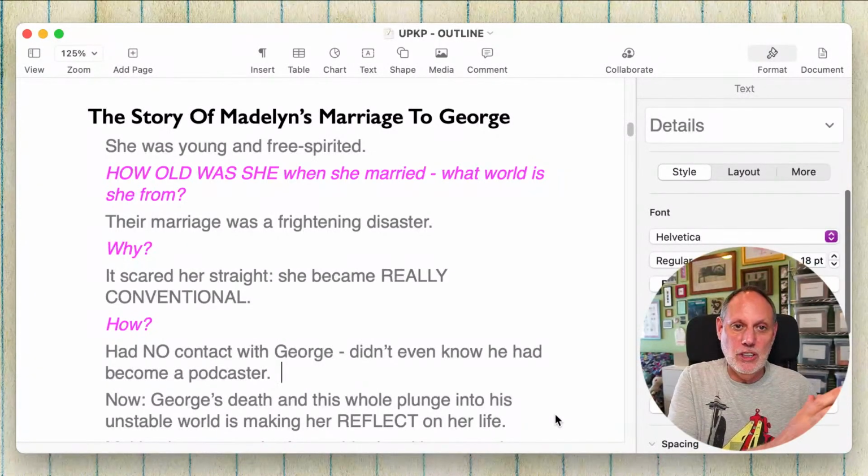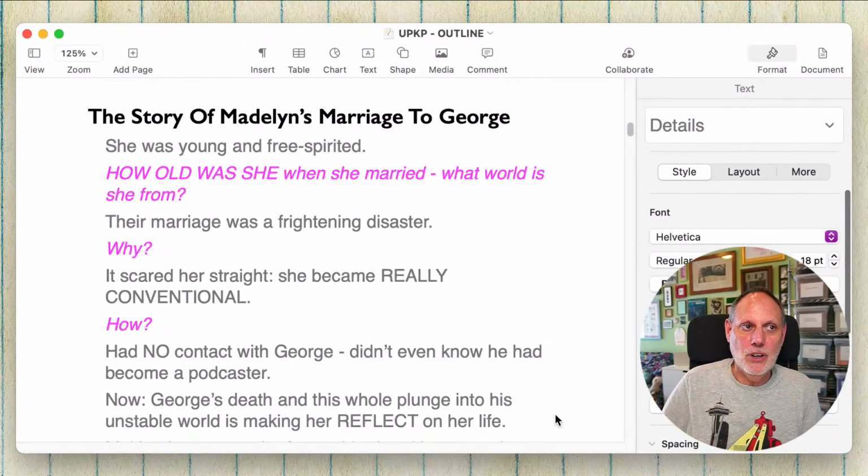And the result is she sort of got scared straight after George. George remained nuts, but she went sort of quiet for a couple decades, and now brought back to George in the tragedy of his murder, we find that she's thinking, who was that person I used to be? And a part of it she wants to get back. That's a character I can get to. And this is actually important.